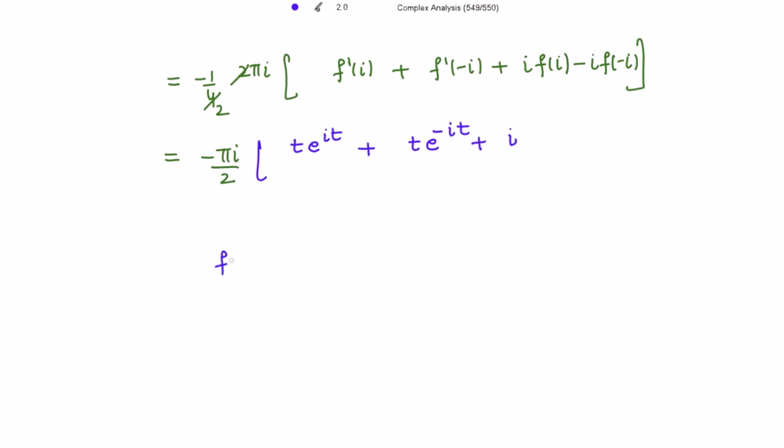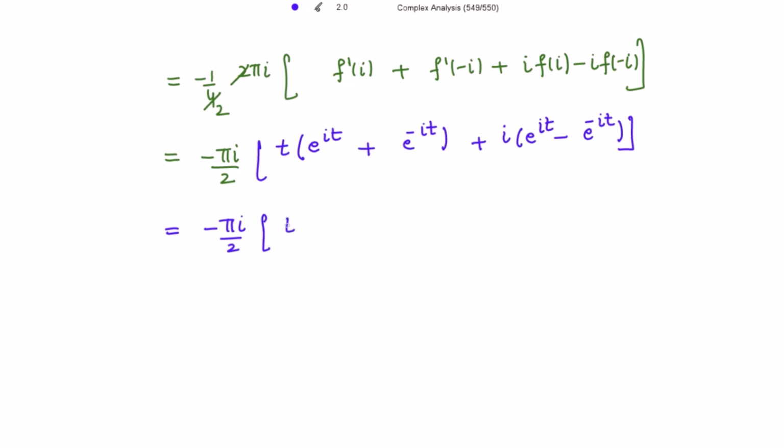iota. What is f of z? It is e to the power tz, right? So f at z equal to iota will be e to the power iota t. So writing here e to the power iota t, minus iota f of minus iota, so that will be e to the power minus iota t. Right? Okay. Let me take t common from these two terms and iota common from these two terms. And this is equal to minus pi iota divided by 2.